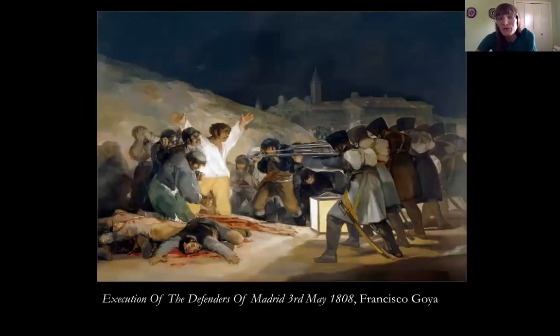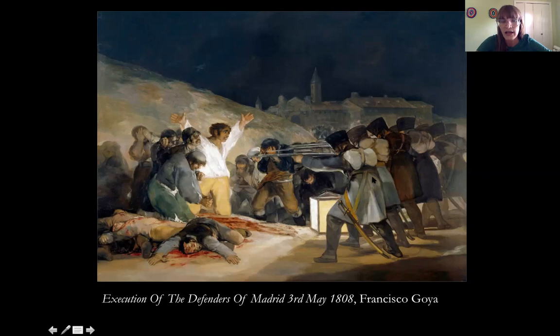This one I don't want to talk about too much because I know that this is going to be a long lecture, but this is another really important work that helps us to think about emphasis, and focal point is another word that we oftentimes use in art. This is called The Execution of the Defenders of Madrid, 3rd of May, 1808, by Francisco Goya. This is a Spanish artist, and this is a painting that's supposed to reflect a real event, which is basically the French soldiers coming into Spain and trying to overtake Madrid, the city in Spain, and basically killing innocent bystanders. So here you have the French soldiers coming in.